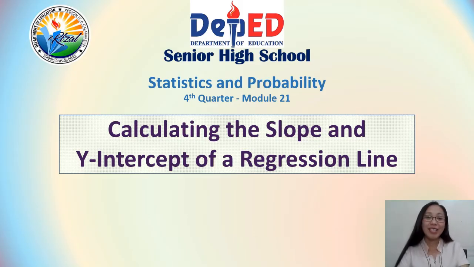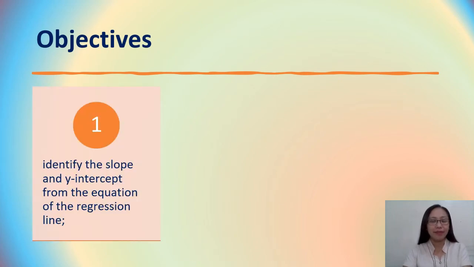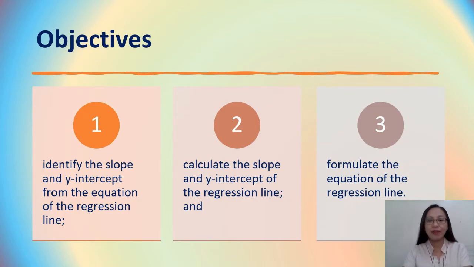Hello guys, our lesson today is calculating the slope and y-intercept of a regression line. Here are our objectives. By the end of this lesson, you are expected to identify the slope and y-intercept from the equation of the regression line, calculate the slope and y-intercept of the regression line, and number 3, formulate the equation of the regression line.